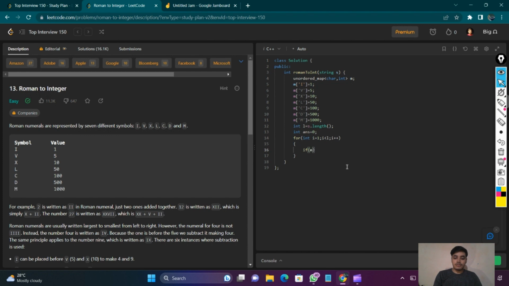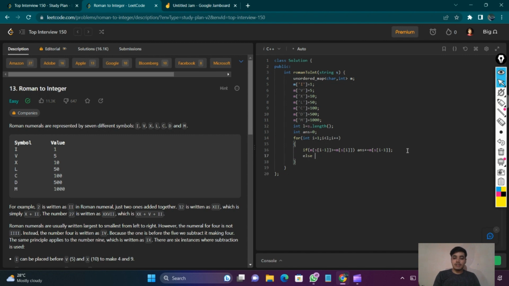So we are going to check m of s of i minus 1. It is going to give the value for the previous one, which is the 0th index, and we are going to check if it is greater than or equal to the value for the symbol present at the s of i index. If that is the condition, we simply have to add. So we are going to do ans plus equals the value of the first one.